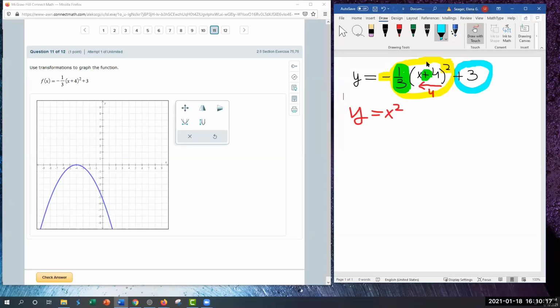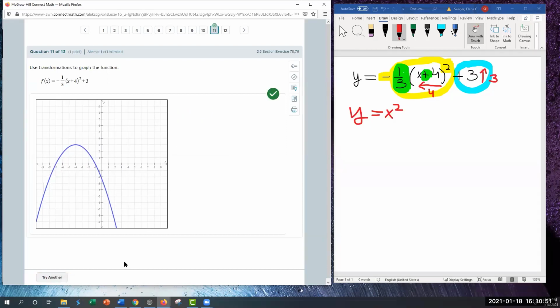And the last operation, +3. So we're adding 3 to all this. It means we're moving the graph vertically. And since it's a plus, we move this graph 3 units up. Again, we use this option and move this graph 3 units up. Here it is. Check the answer. Yes.